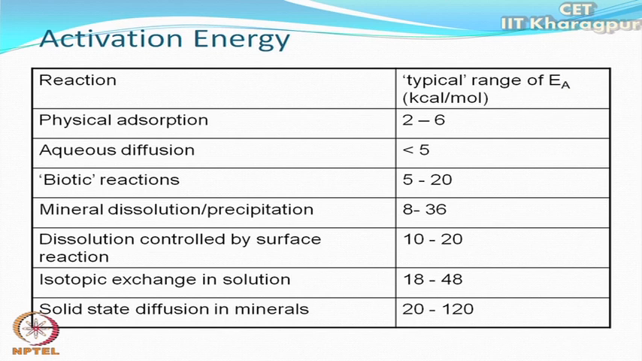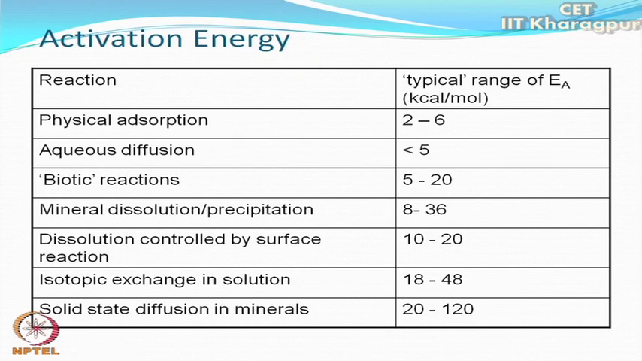if you want to exchange that hydrogen with deuterium, then that isotopic exchange would require 18 to 48 kilocalorie per mole. Solid state diffusion in mineral, because this diffusion occurs in solid phase, requires more activation energy, and it is 20 to 120 kilocalories per mole.